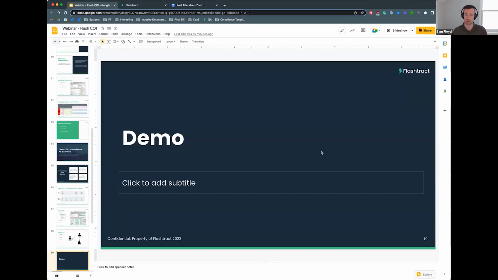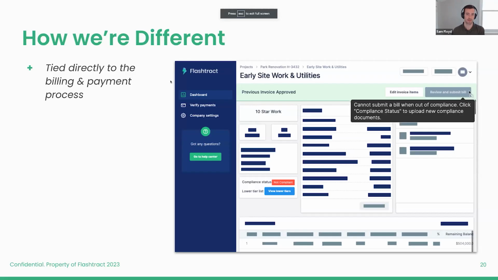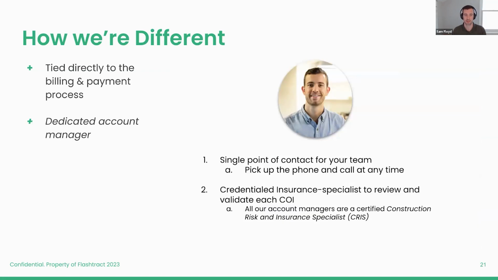So kind of coming back to the slides, what makes Flashtract different, what makes this offering different is, as you saw, we're tied directly to that billing process. So one of the hardest parts is, again, collecting those COIs and getting the subs to follow through with actually sending the certificates. But with your dedicated account manager and the fact that it's all in one system, we're able to better prompt that subcontractor and make them aware and get that certificate of insurance in the door a lot faster.